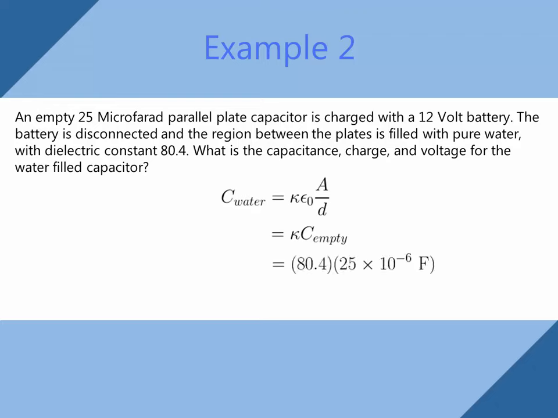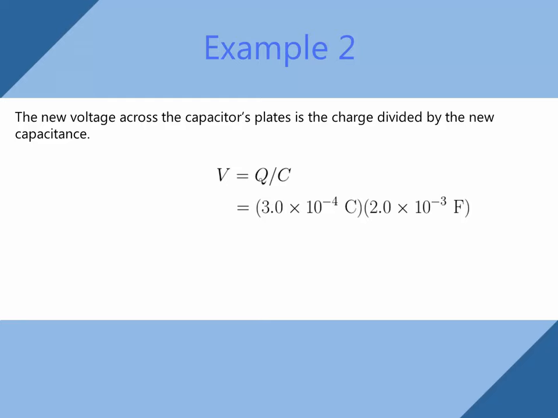The new voltage across the capacitor's plates will be the charge divided by the new capacitance. So, we plug in our value for charge and our value for the new water-filled capacitance to find that the new voltage is 0.15 volts.